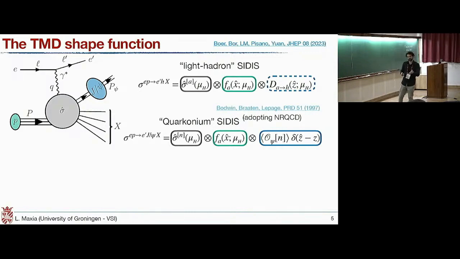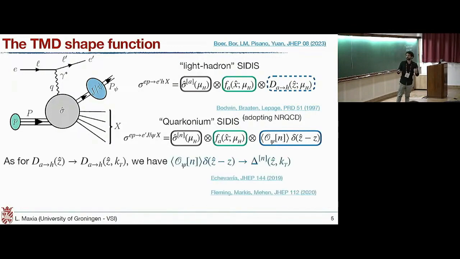If you move to quarkonium, then instead of the fragmentation function at the end, and in particular if you adopt NRQCD, you will have the non-perturbative matrix element multiplied by this naive delta mass equivalence conservation. Now, this is for collinear, so high transverse momentum. If you move to the small pT limit, instead of the fragmentation function, you will have the TMD fragmentation function.